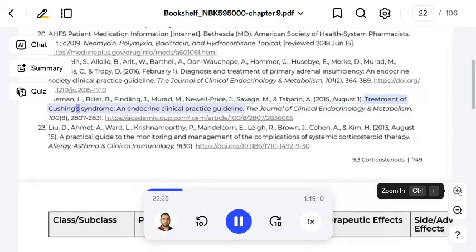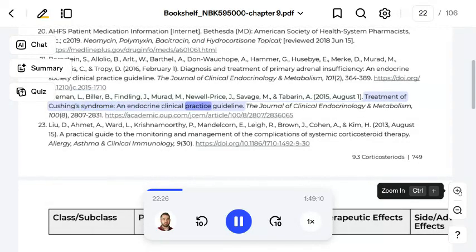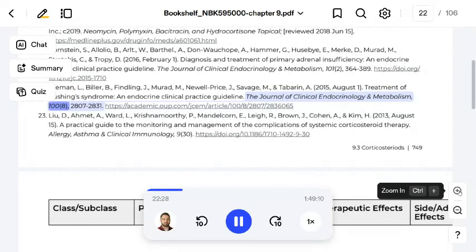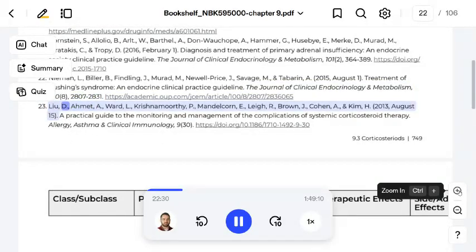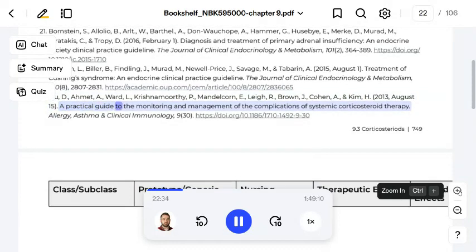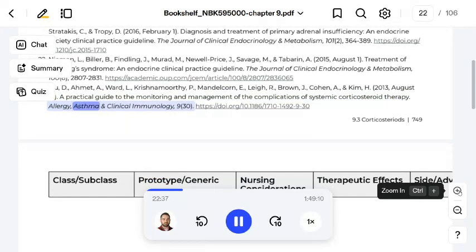22. Nieman L., Biller B., Findling J., Murad M., Newell-Price J., Savage M., and Tabarin A. Treatment of Cushing Syndrome: An Endocrine Society Clinical Practice Guideline. The Journal of Clinical Endocrinology and Metabolism, 100, 2807-2831. 23. Liu D., Ahmet A., Ward L., Krishnamurthy P., Mandelcorn E., Lee R., Brown J., Cohen A., and Kim H. A Practical Guide to the Monitoring and Management of the Complications of Systemic Corticosteroid Therapy. Allergy, Asthma, and Clinical Immunology.